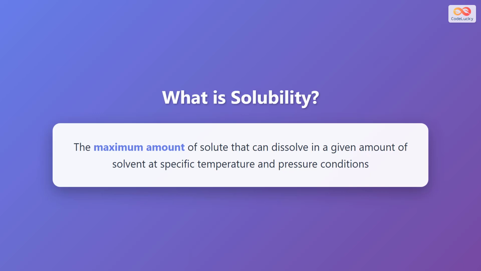Solubility is defined as the maximum amount of solute that can dissolve in a given amount of solvent at specific temperature and pressure conditions. Think of it like a sponge that can only absorb so much water. Once the sponge is saturated, it cannot hold anymore. Similarly, a solvent can only dissolve a certain amount of solute before reaching its limit.